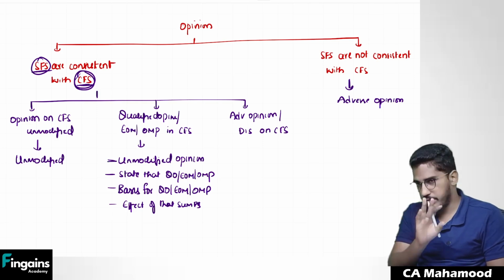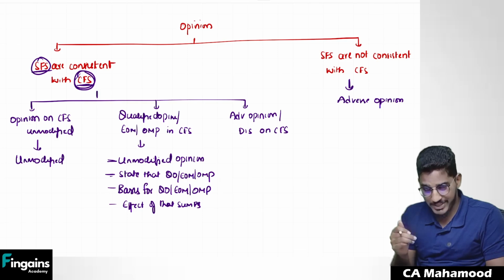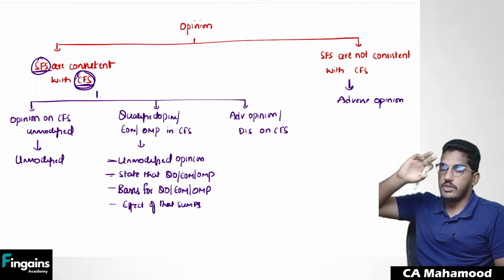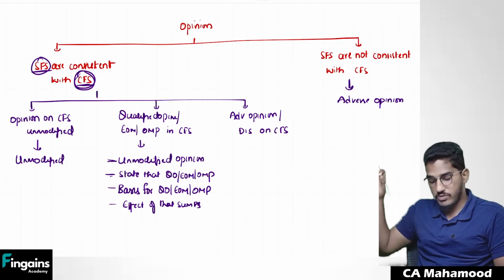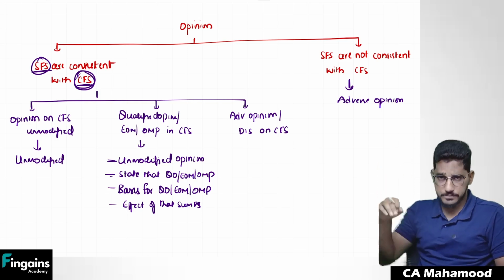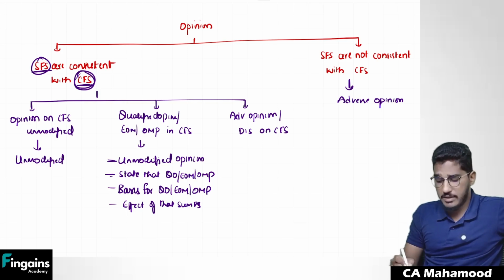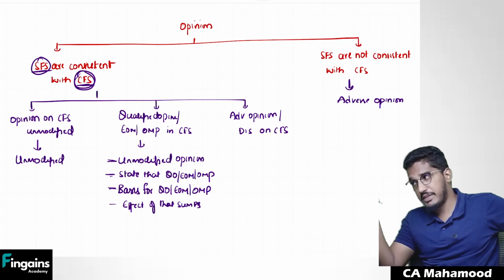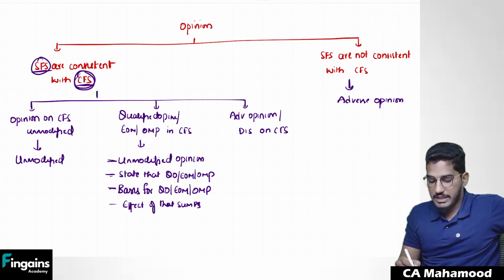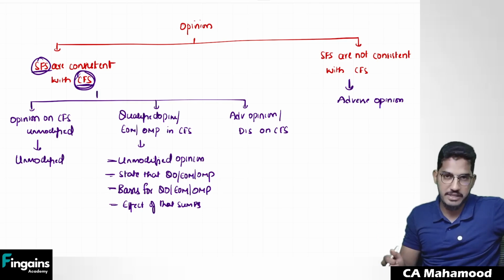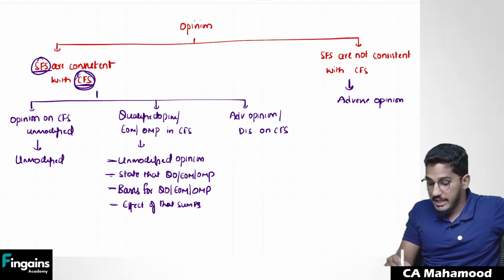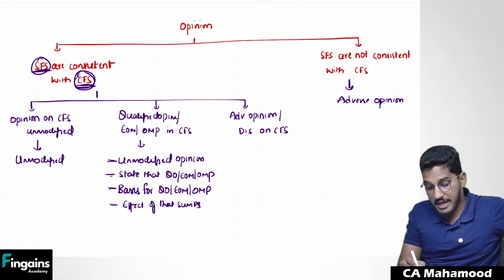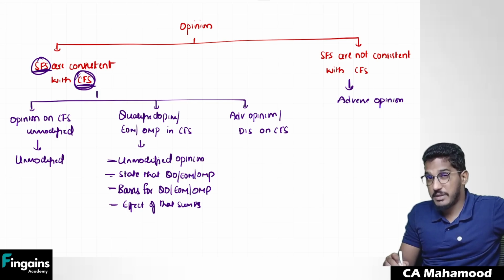Here also you can give an unmodified opinion, no objection, but you have to state that the audit report of the complete financial statements contains a qualified opinion, or an emphasis of matter paragraph, or an other matter paragraph. Also explain the basis why there is a qualified opinion, or why there is an emphasis of matter or other matter paragraph on the complete financial statements. Explain that reason, and along with that, explain its effect on the summary financial statements. Clear?